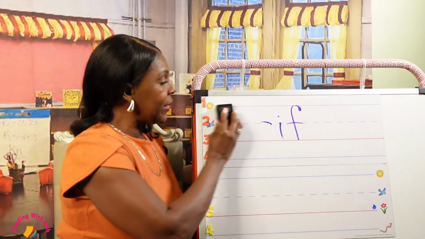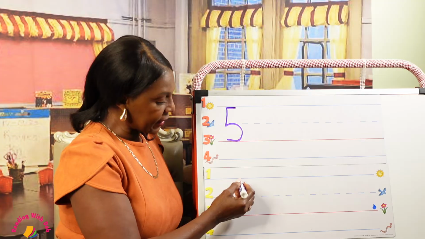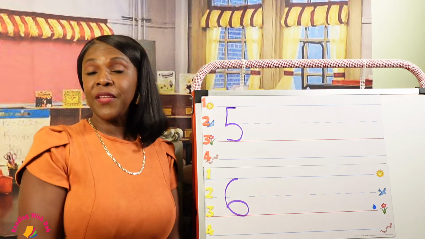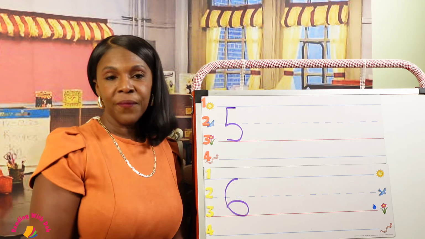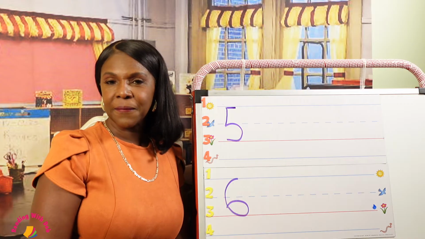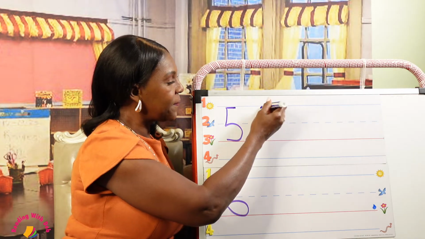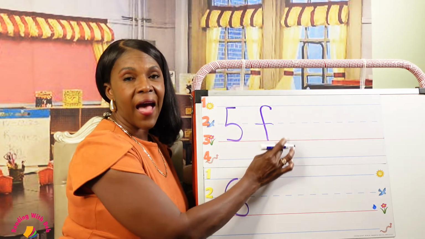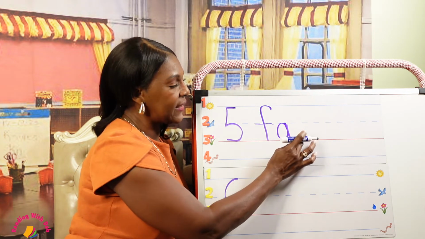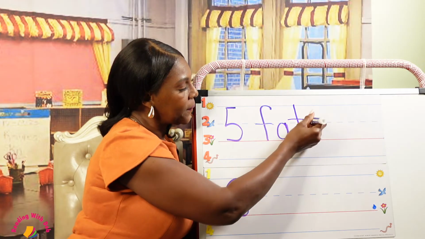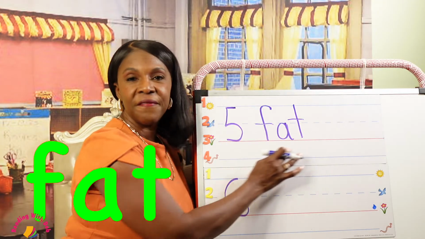Okay, I hope you're doing good. We are now doing numbers 5 and 6. You should be able to write these words before I do. Number 5, the word is fat. Fat. I hear that's F. Fat. I hear A. Fat. I hear T. How do we spell fat? F-A-T. Fat.